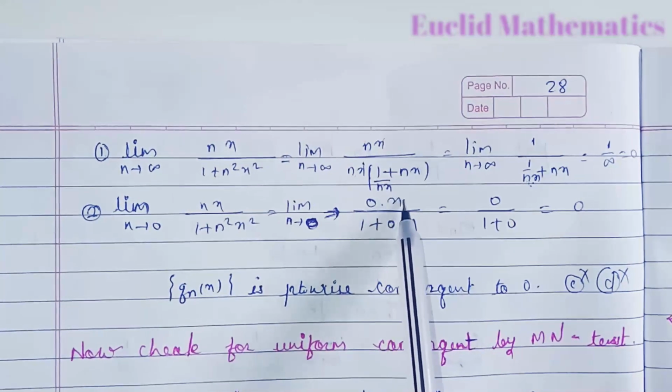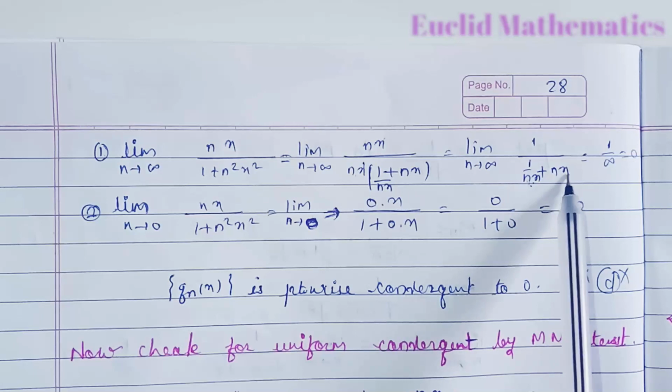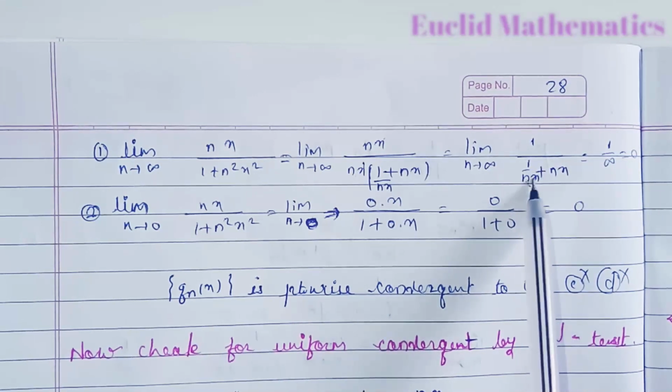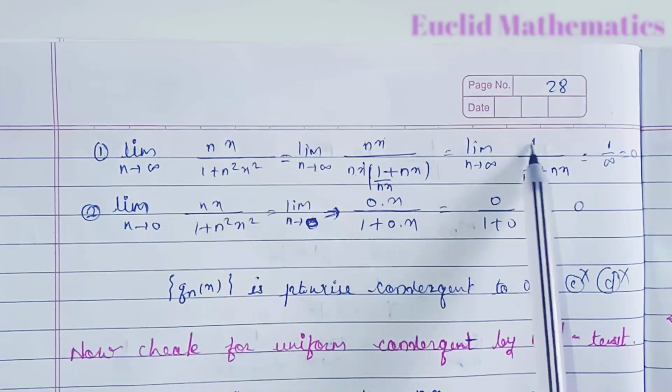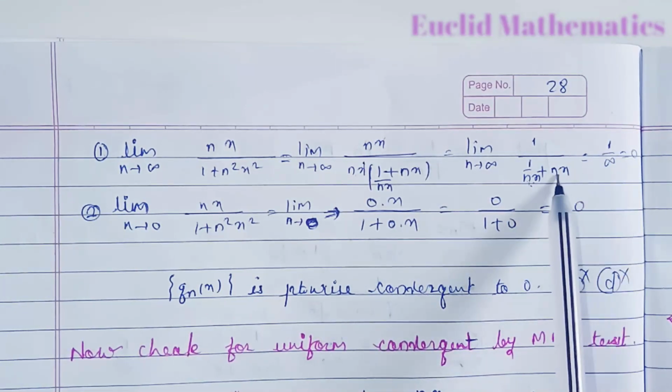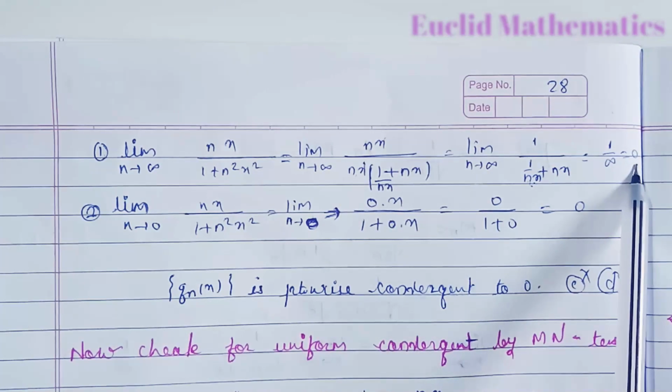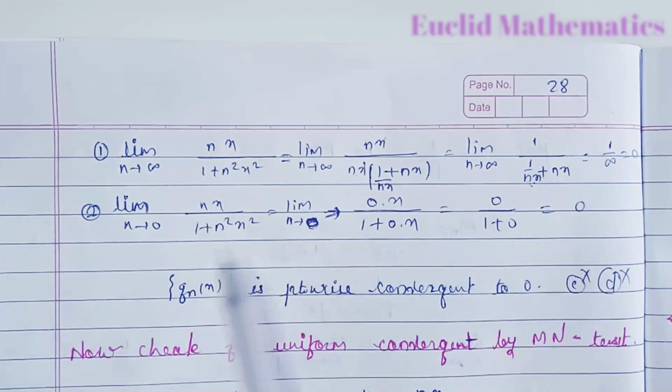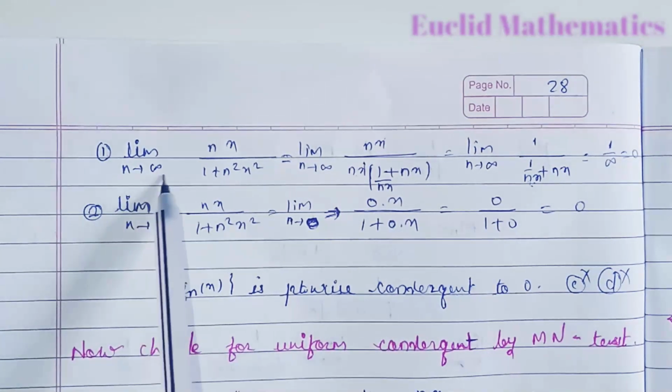Now apply the limit as n tends to infinity: 1 upon nx plus nx. The remaining term is 1 upon nx, that means 1 upon infinity as n tends to infinity, so it gives the value 0. That means I got 0 for the first limit, n tends to infinity.